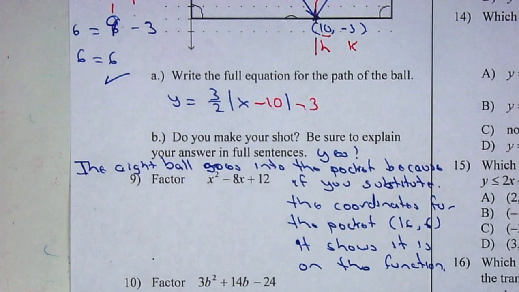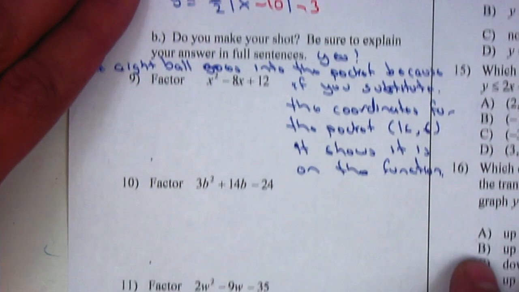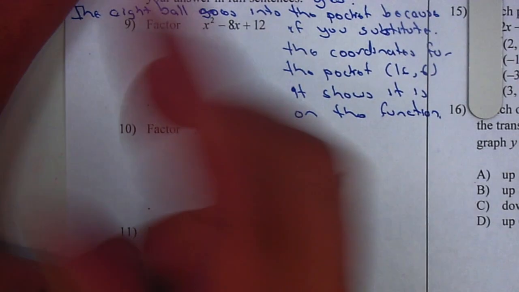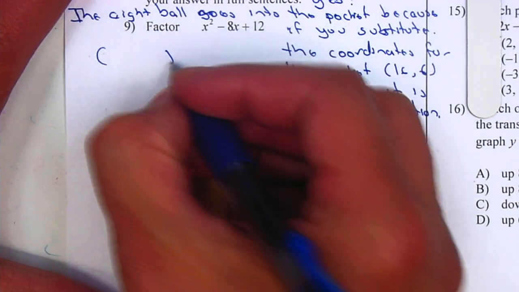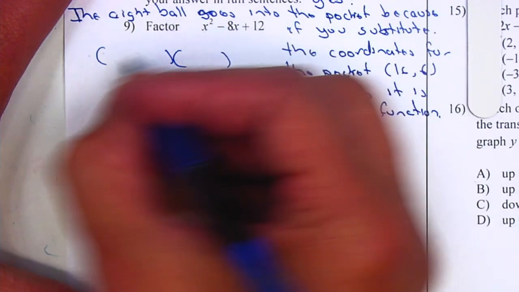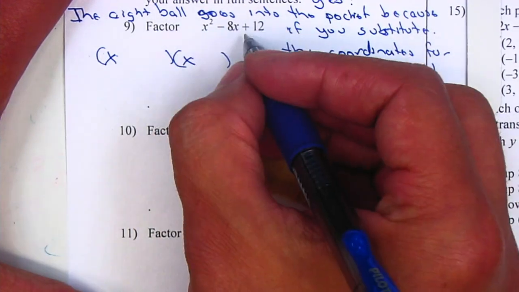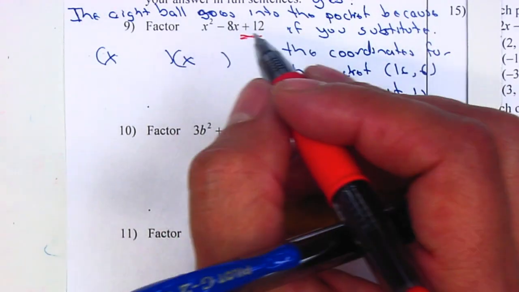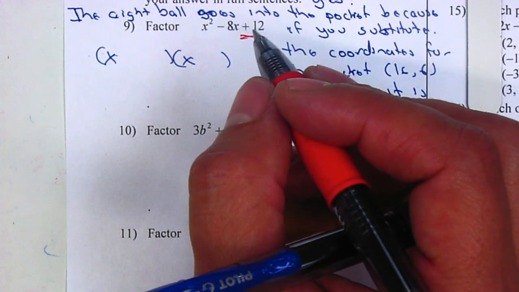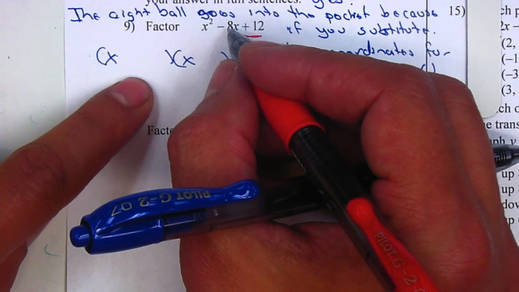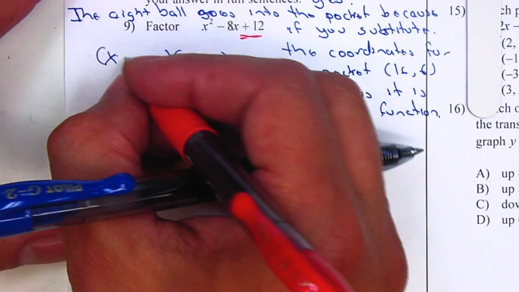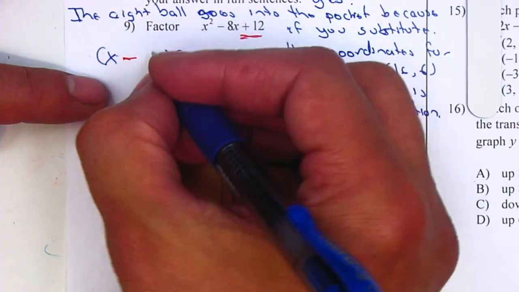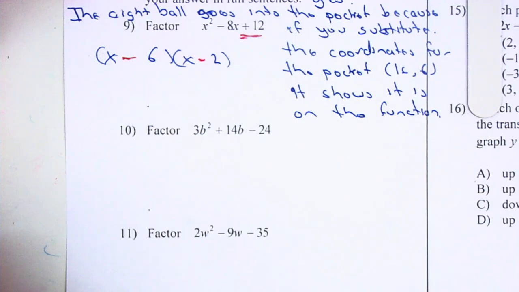Problem number 9, 10, and 11, you guys are getting very good at factoring. Let me work it out on the side. Double parentheses. Factors of x squared will be x and x. Factors of 12, remember, this is a positive 12, that means that they both have to have the same sign. It needs to add up to negative 8, so that means that they both have to be negative. Factors of 12 will be 6 and 2.